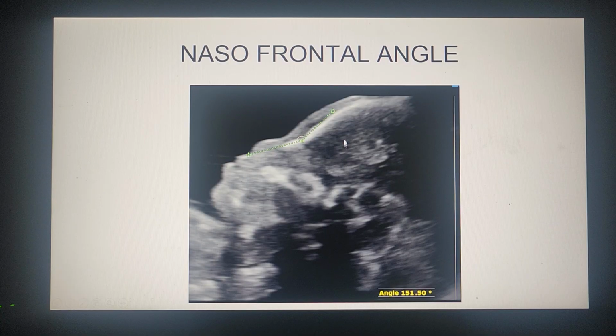So there is a significant increase in the frontonasal angle, more than 140 degrees, and this qualifies for a flat face or a mid-facial hypoplasia. There is an abnormal angulation of the nasal bone with the frontal bone, and this becomes an abnormal face. And this face and this phenotype is called a binder's phenotype.